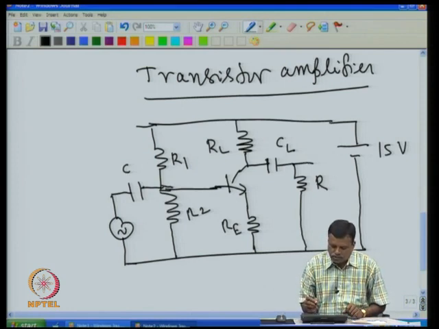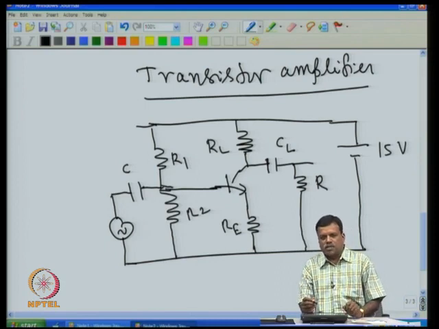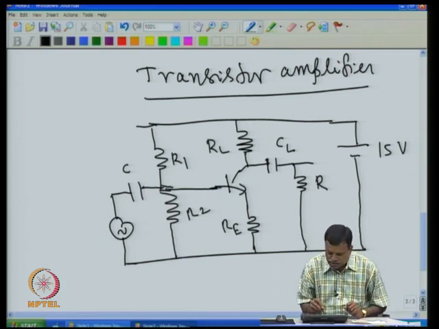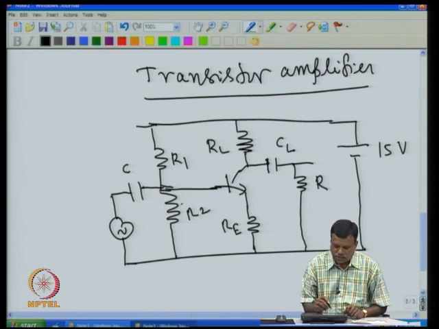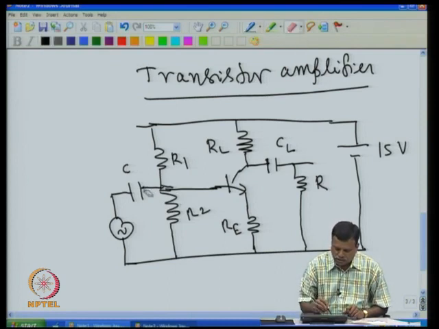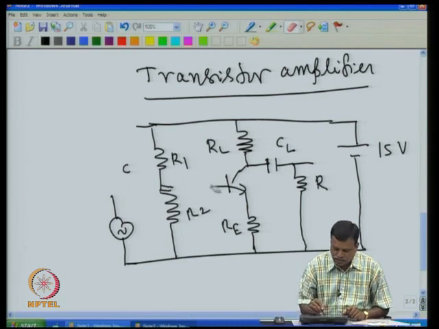Now, what is the basic philosophy involved in using the transistor? Essentially, we have to forward bias the base emitter junction and reverse bias the base collector junction. If you take this 15 volt supply, it is divided between R1 and R2, because R1 and R2 act as a voltage divider. For example, if I remove this and this, this is nothing but a voltage divider. Depending upon the R1 and R2 values, you will get a voltage at this point.